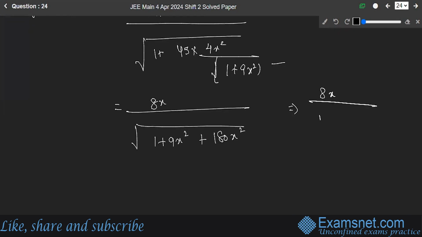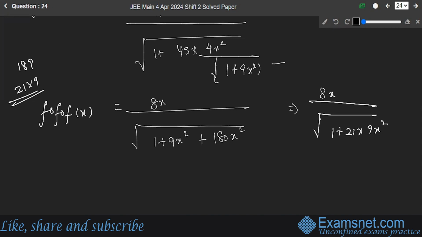Or better, I will write it as 1 plus 29 into x square. There's a reason. 189, see, we got 189. This can be written as 21 into 9. The reason you will just come to know. So this was equal to f of x. Now let's go for the 4 functions.